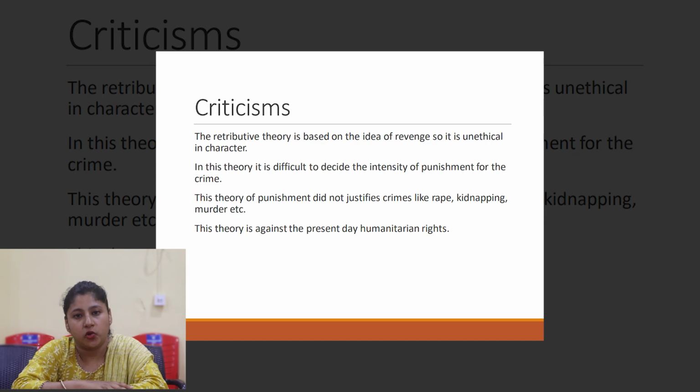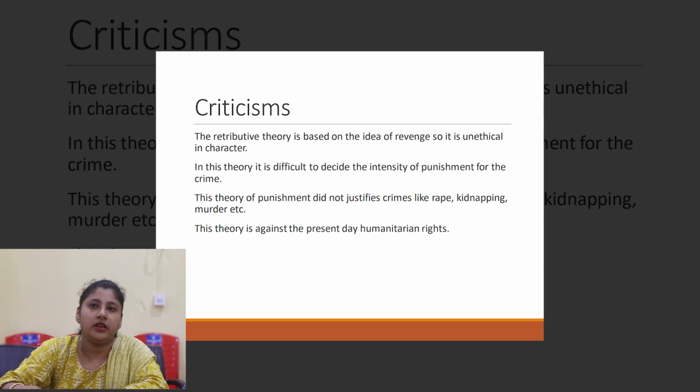So retributive theory is unethical. It sometimes does not justify the crime, and it also does not go well with today's present-day humanitarian rights.